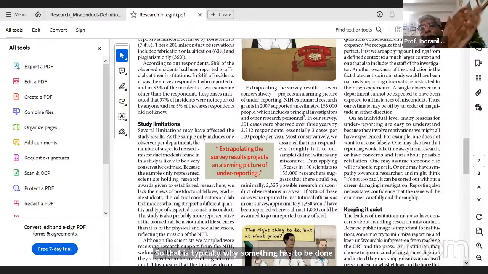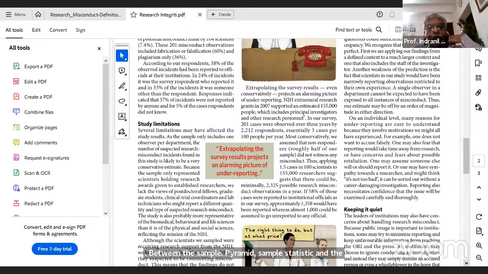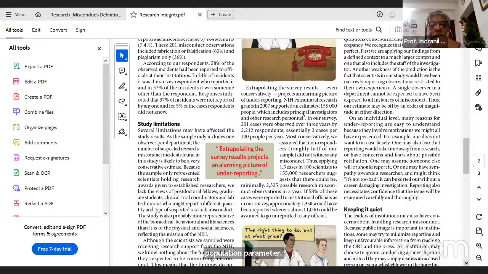But then you should be very careful in doing your inferential statistics when you are trying to move from the sample to the population. You know that inferential statistics is basically a link between the sample parameter, sample statistic, and the population parameter. So I think that you should be very, very careful. That is what it is saying.